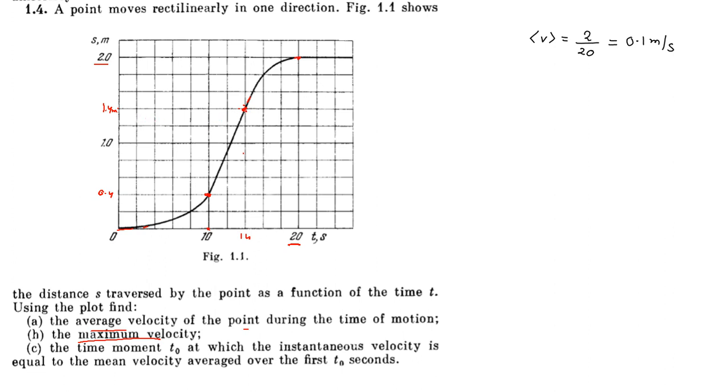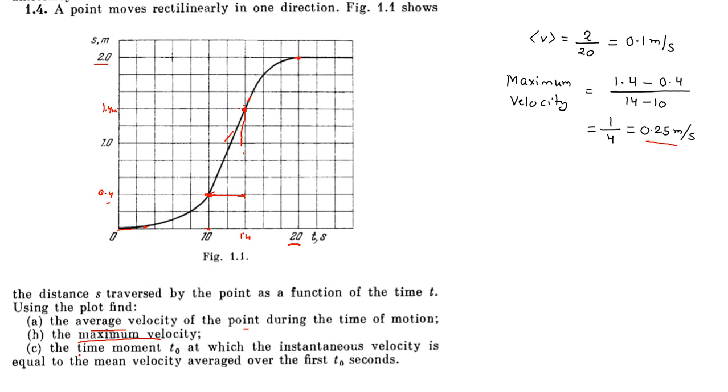So the maximum velocity is the slope of this line, and the slope of this line will therefore be equal to 1.4 minus 0.4, which is the length of this line, upon 14 minus 10, which is the total time between these 2 points, and this will be equal to 1 by 4, which is 0.25 meter per second.